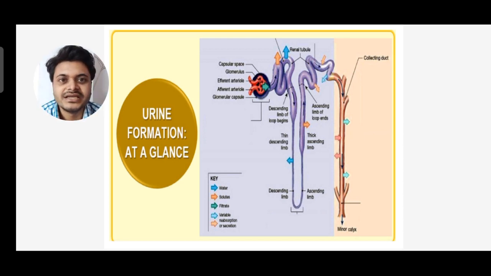This diagram is very important. You have to memorize it, draw it and label it. You can see the glomerulus, the Bowman's capsule, the Malpighian corpuscle. The Malpighian corpuscle is the glomerulus plus Bowman's capsule, then the proximal convoluted tubule, then the loop of Henle, then the distal convoluted tubule, and the collecting duct.